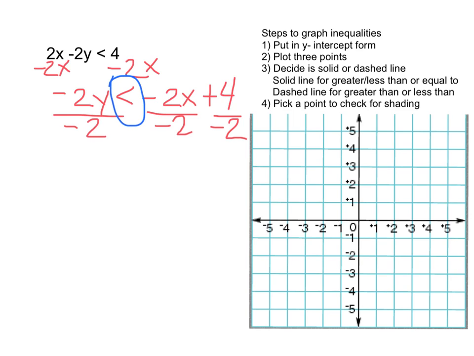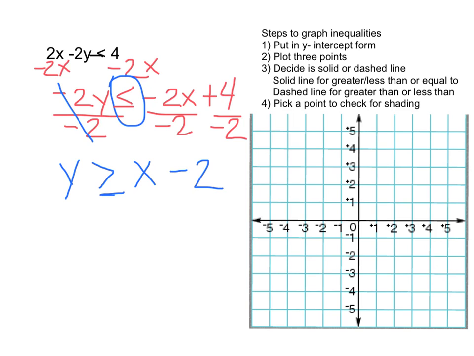inequality changes. So this is actually going to be y greater than, these cancel, negative 2 divided by a negative 2 is a positive 1. So that's going to be y is greater than x. 4 divided by negative 2 is negative 2. So x minus 2. I'm going to go ahead and change this problem a bit because I want us to see what it's going to be like if it's a less than or equal to. This shouldn't affect your answer too much.